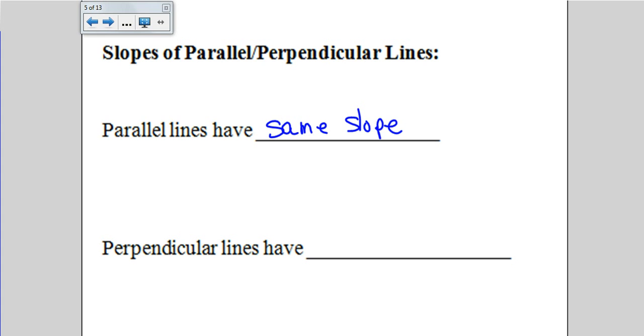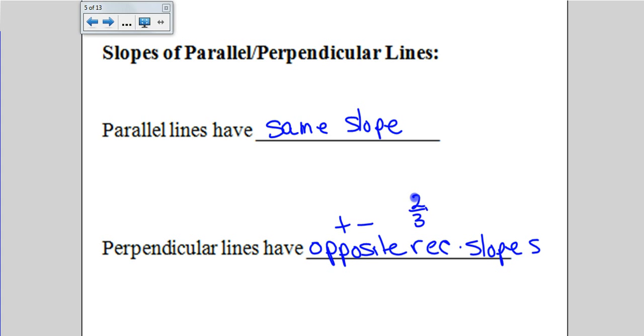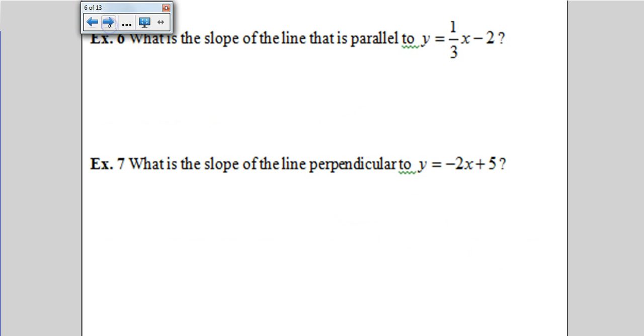Perpendicular lines, however, have what we call opposite reciprocal slopes. Now, opposite meaning one's positive and one's negative. Reciprocal meaning the fraction will flip. So as an example, 2/3 versus 3/2. And that's how we're going to tell if they're perpendicular or parallel or possibly neither.